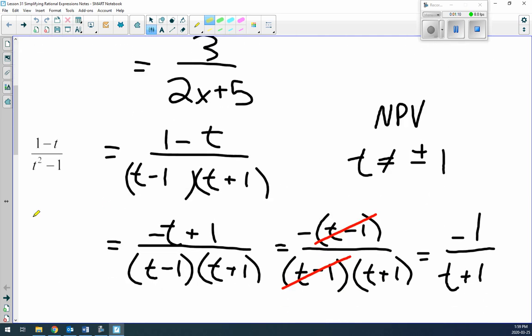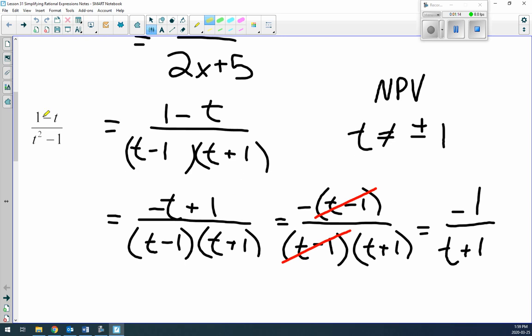Okay, so the next one, we have 1 minus t over t squared minus 1. Well, the problem with this one is if you look at the top, it's backwards to the way we normally do it. So let's flip it around: negative t plus 1. There we go. And the bottom part is just a difference of squares, t minus 1, t plus 1.